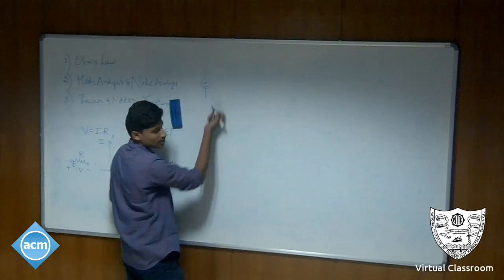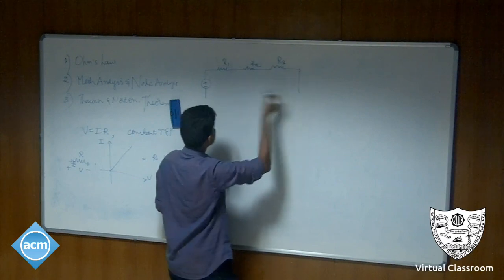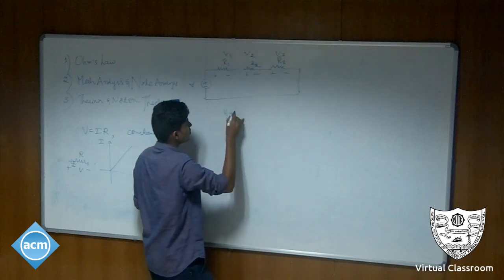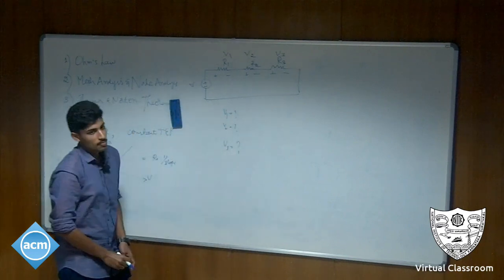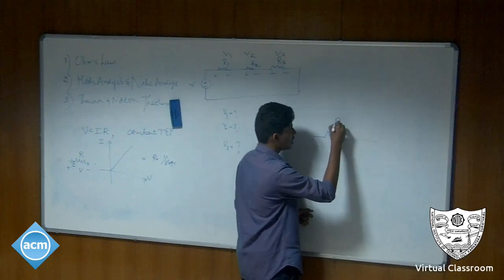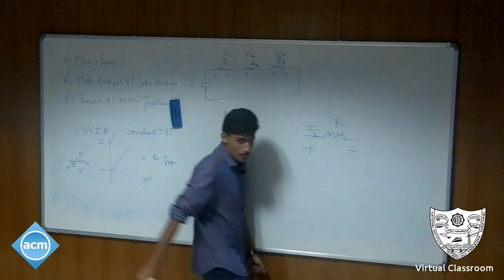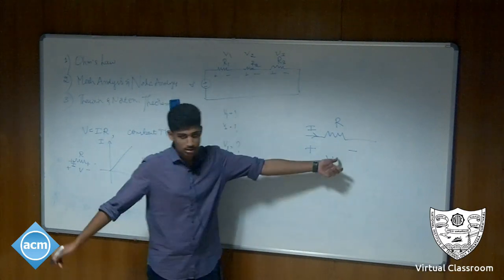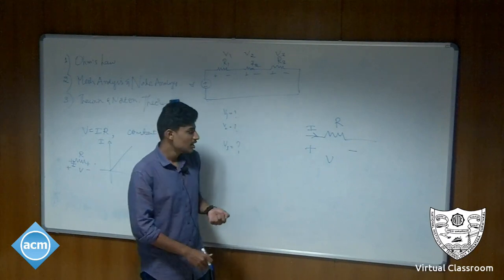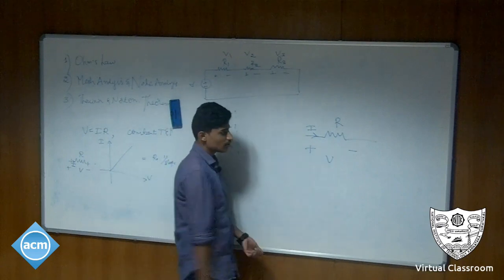Before we go further, I want to tell you the sign convention we use in all mesh analysis and node analysis. You have a resistance element, and let's say current is entering from one side. The potential difference is plus on the entering side and minus on the other side. This is a basic convention we follow in mesh analysis and node analysis. Remember this, because you get a lot of confusion and errors if you don't follow it. Or you can do it the other way around; just follow a single convention throughout all the analysis. Now you can tell me the voltages.